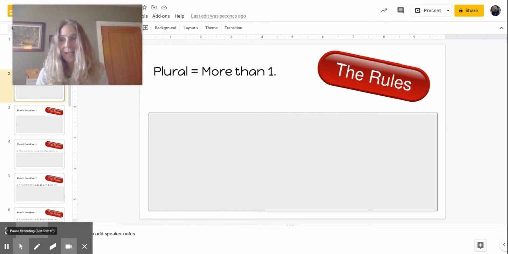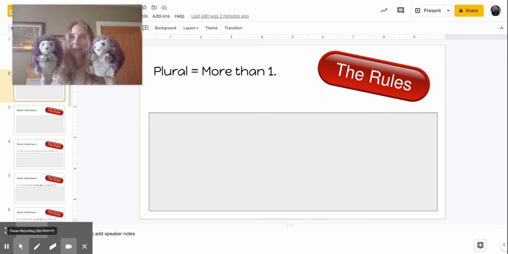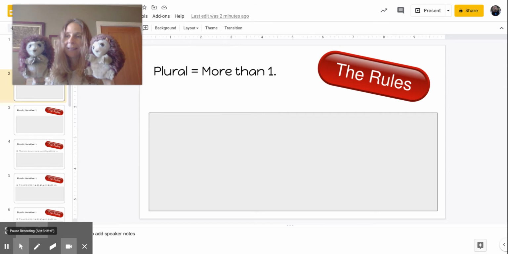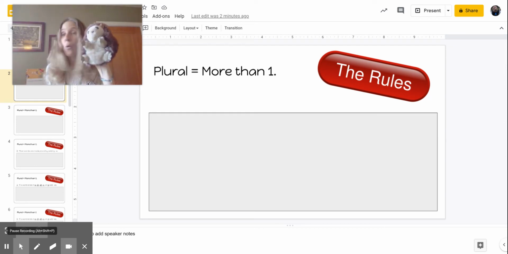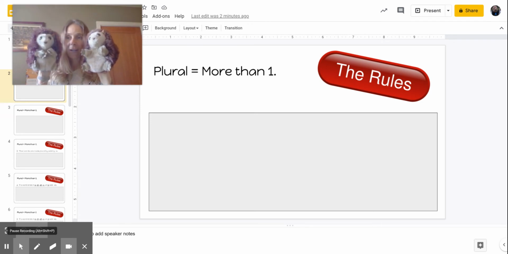What we're going to be talking about today is plural words. And what plural means, you can see it over there, is more than one. So, more than one. I have one hedgehog. Here's one hedgehog. But if I have two hedgehogs, I add that extra z at the end. That's my suffix that tells me that there's two, not one.